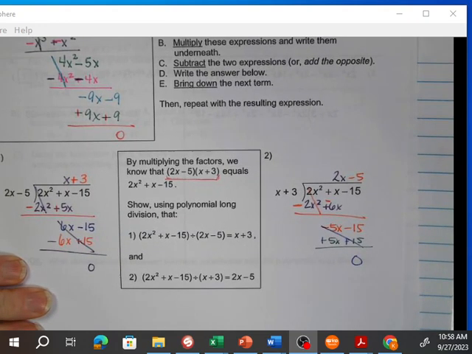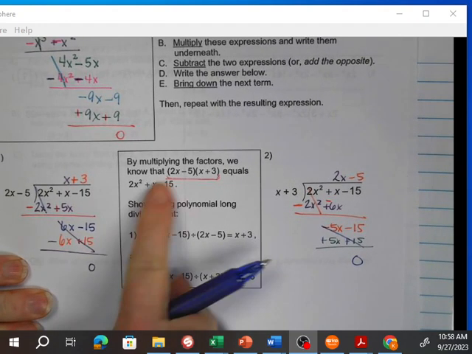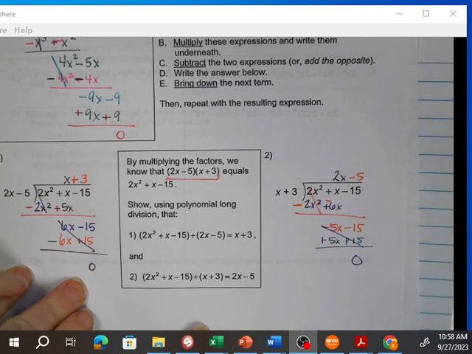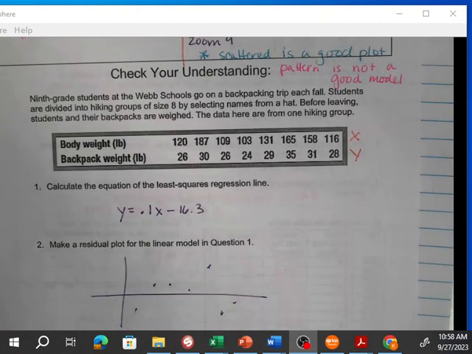You should have gotten 2x minus 5, which you already knew because I told you what it was, but just check to see if you did it correctly. Is everybody good so far? Any questions? Okay. All right, so now the problems are getting just a little bit longer.